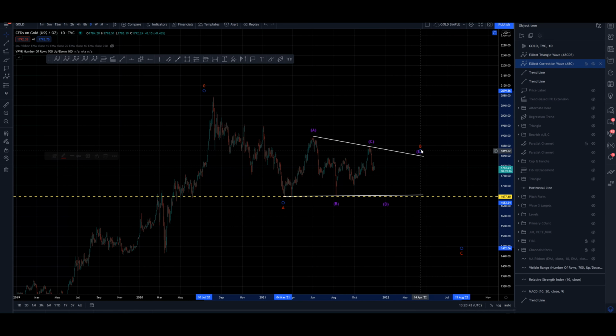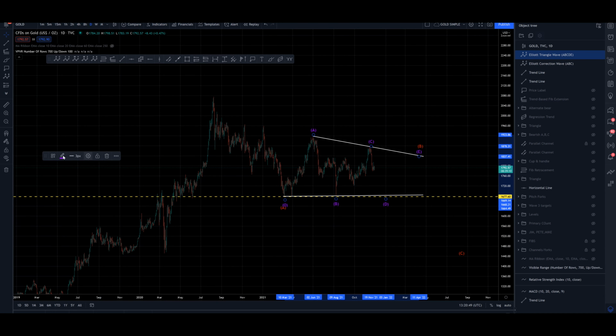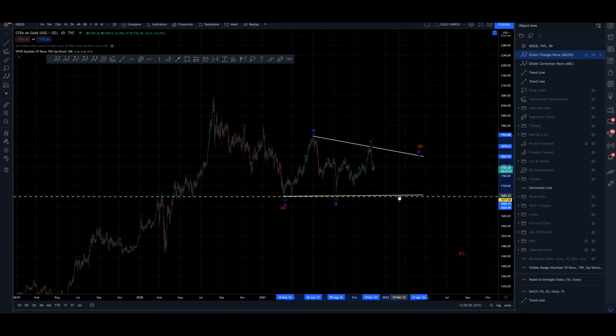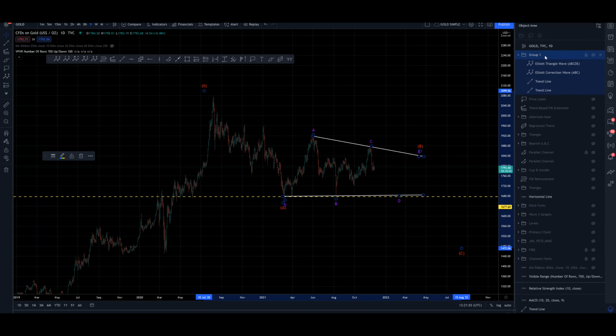And this now has to change, so this would be the intermediate correction, this would be the minor, like so, and then you're going to come down in a C. So that's an alternate bearish triangle. So we've got a bullish one, we've got a bearish one. I know we've got a lot of alternatives here going on, guys.